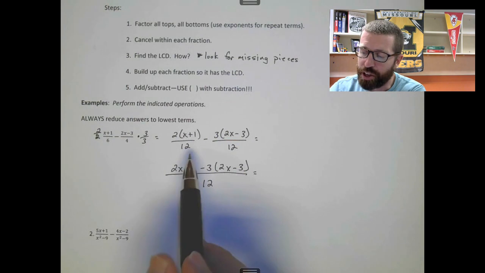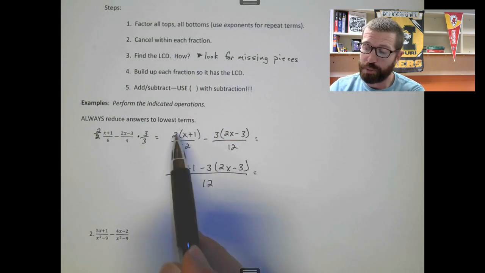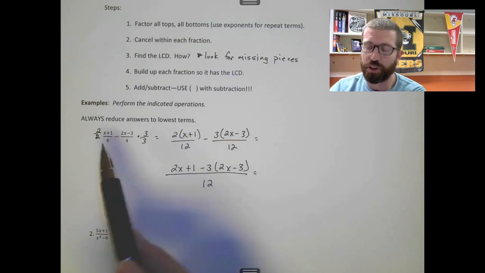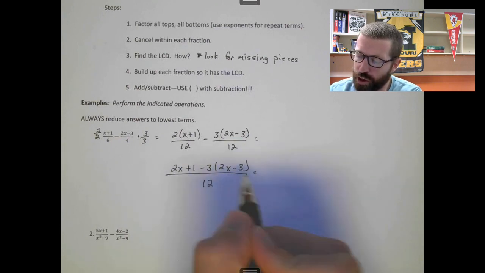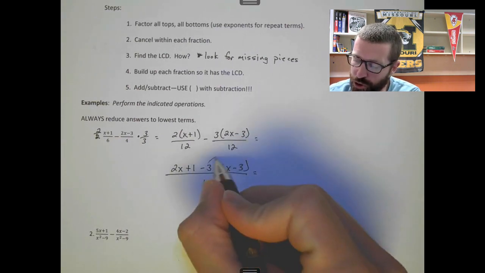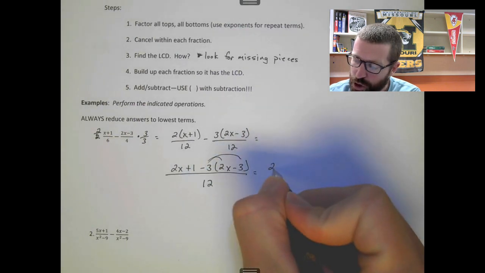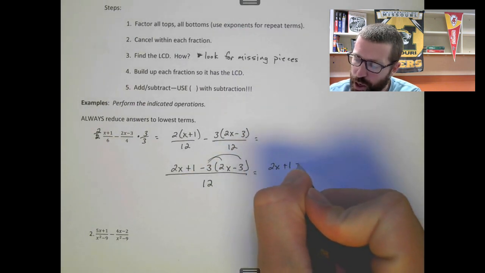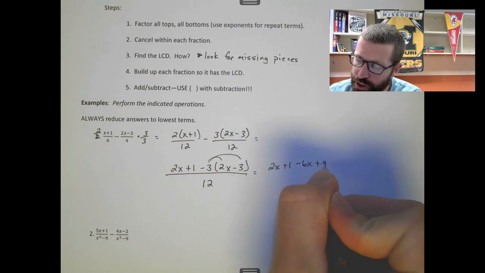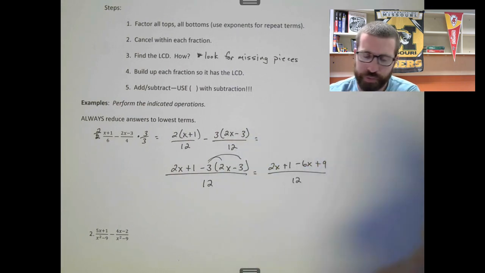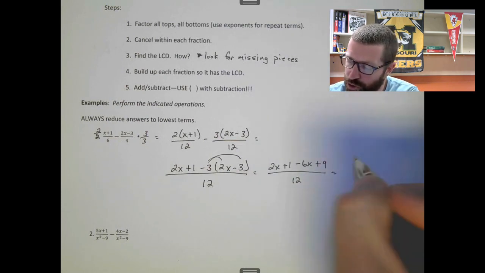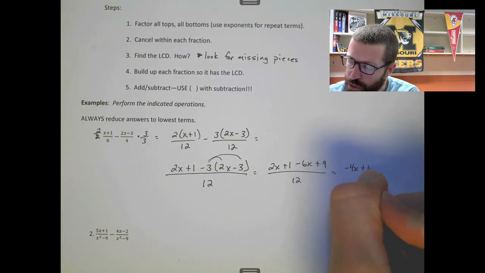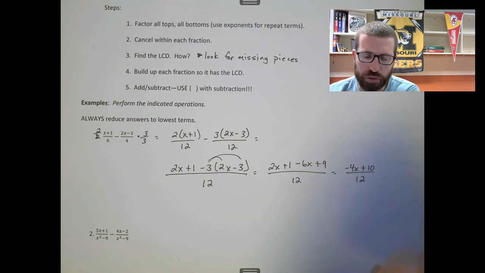The other thing here is make sure you don't reduce right here. A lot of people will want to reduce, well, 2 over 12, I can just make that 6 on bottom, but then you're back to where you started. Okay, then on bottom, you're just going to keep the 12. On top, you can combine like terms. Actually, let's distribute this first before we combine like terms. So we get 2x plus 1 minus 6x plus 9 all over 12. And then now combine like terms on top. So 2x minus 6x is minus 4x plus 10 over 12.